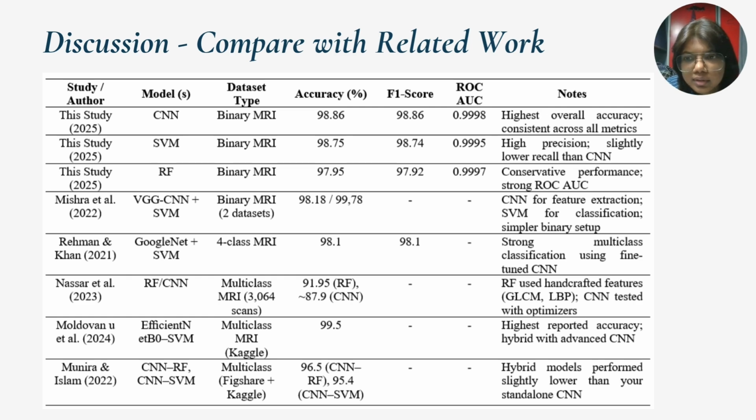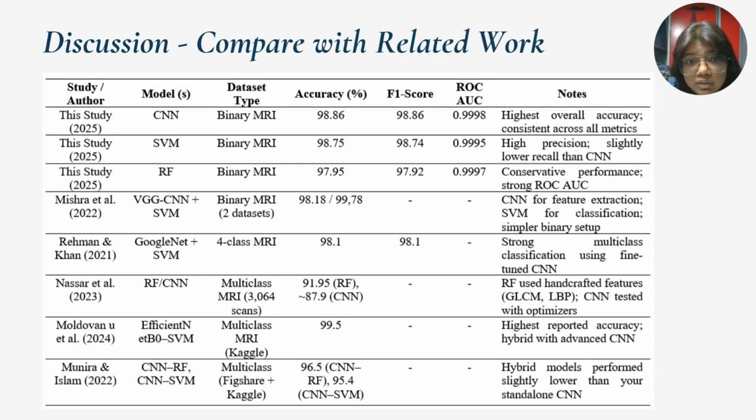Let's now look at the table discussion, which compares our experimental results with previous studies on brain tumor classification using MRI data. In our study, we tested three models, CNN, SVM, and random forest, using binary MRI classification. The CNN model showed the strongest performance with an accuracy and F1 score of 98.86% and a ROC-AUC of 0.9998. This indicates that our CNN model is highly consistent and accurate across all evaluation metrics.